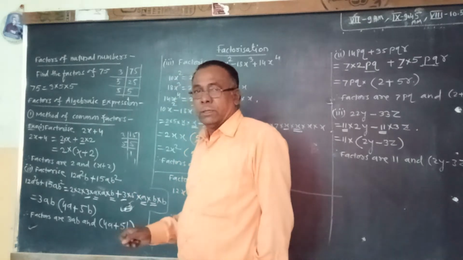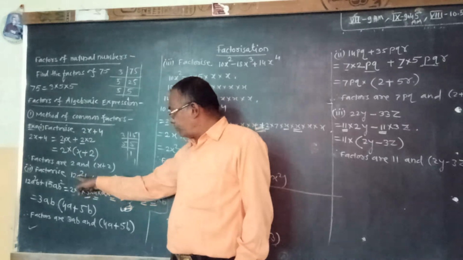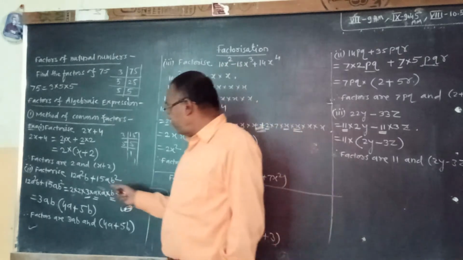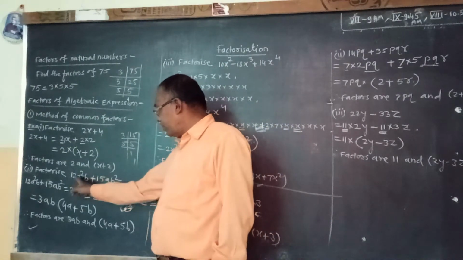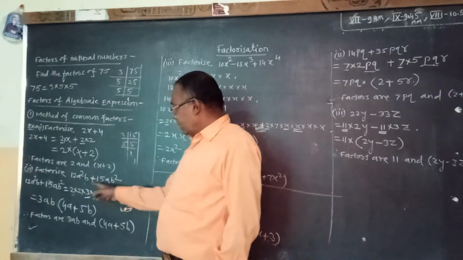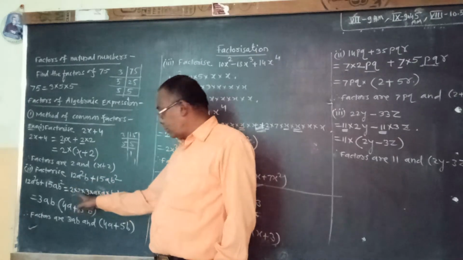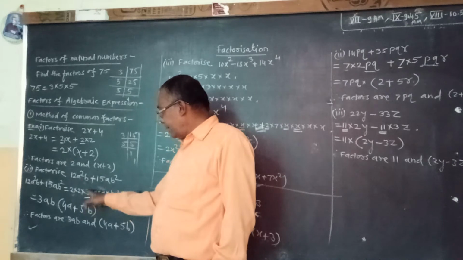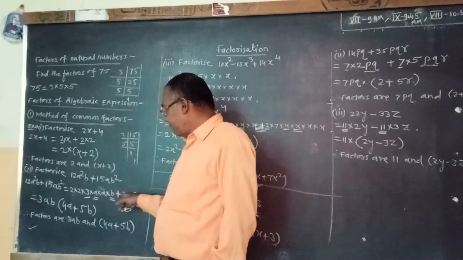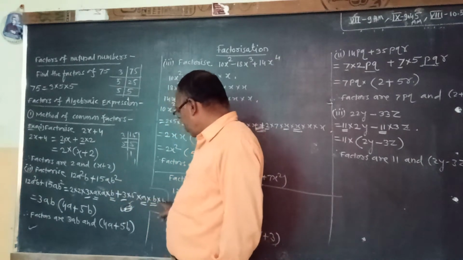Now again we will see the next expression, that is: factorize 12a square b plus 15ab square. Again there are two terms, the first is 12a square b and the second is 15ab square. From the coefficients 12 and 15, we can factorize 12 as 2 into 2 into 3, and a square can be written as a into a and b. 15 can be written as 3 into 5, plus a into b into b.